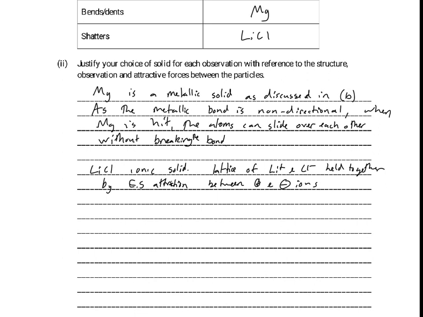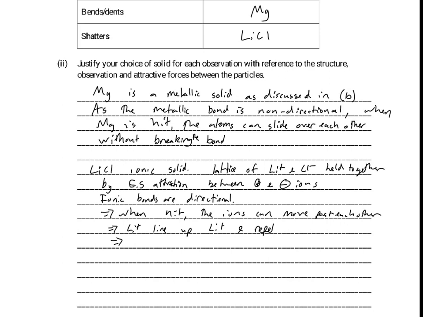Relating it to the property, ionic bonds are directional, so they only go in certain directions. If you think about the lattice, up, down, side to side. What this means is when it's hit, the ions can move. Like ions line up with like ions, so lithium ions line up with lithium ions, chloride ions line up with chloride ions, and they repel. So because they're the same charge, they repel each other, and therefore it shatters.